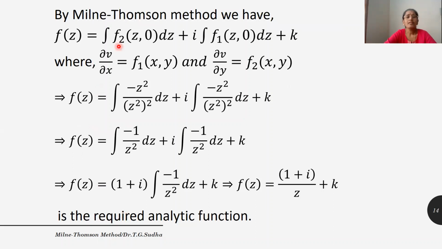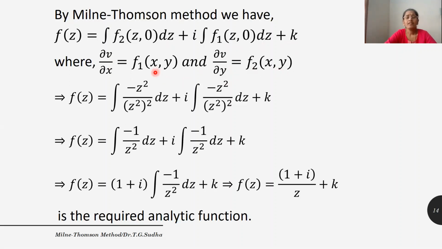Now, by Milne-Thomson method, we have f of z is equal to integral f2 of z comma 0 with respect to z plus i into integral f1 of z comma 0 dz plus k, where k is the constant of integration. Here dou v by dou x is f1 of x comma y and dou v by dou y is f2 of x comma y.